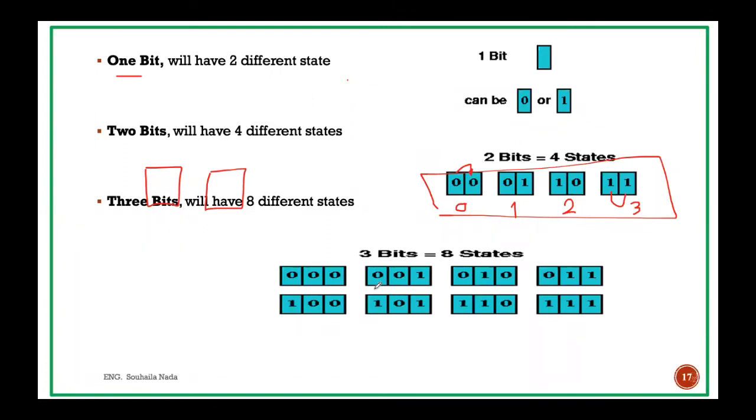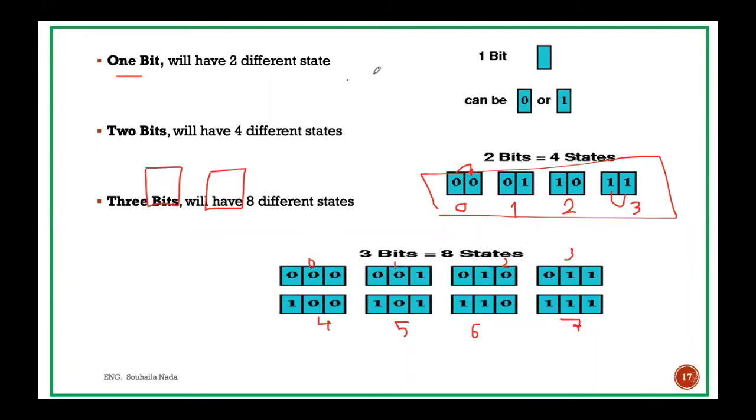I will show you how to calculate it quickly. 0, 1, 1, 1, 0, 0, 1, 0, 1, 1, 1, 0, 1, 1, 1. This is all the possible combinations we can create if we have 3 places. If we have 3 digits, we can create 0, 1, 2, 3, 4, 5, 6, and 7: 8 decimal values. Using 3 digits, we can represent 8 decimal values.